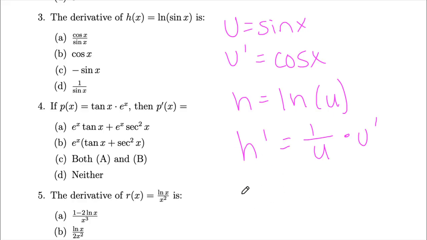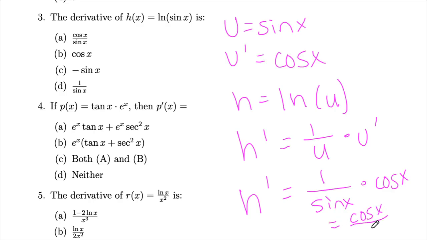Okay, and now I'm going to go ahead and plug back in. So h prime equals 1 over sine of x times u prime, which is cosine of x. So I could rewrite this as cosine of x over sine of x. So this would be answer choice A. Just a simple note here, you could also simplify this further and you could just rewrite that as cotangent of x.